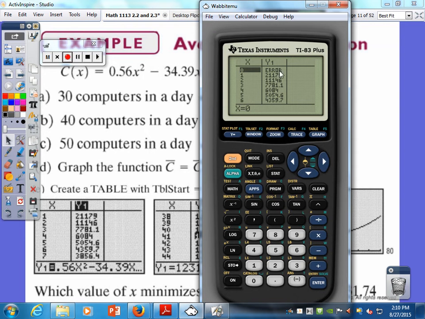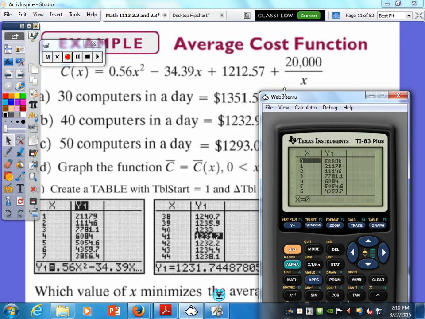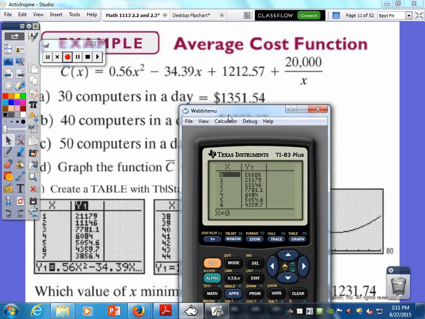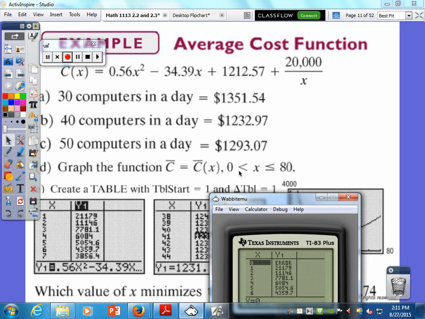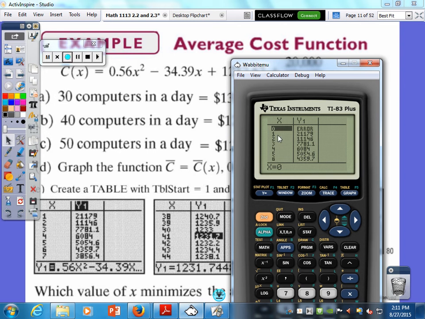Why at 0 do I get an error? Because right here, you can't have an x value that's 0. So your domain would be limited somewhere between 0 and 80, which would be your maximum. But if I only produced one computer, my cost would be $21,000. So not very cost effective.